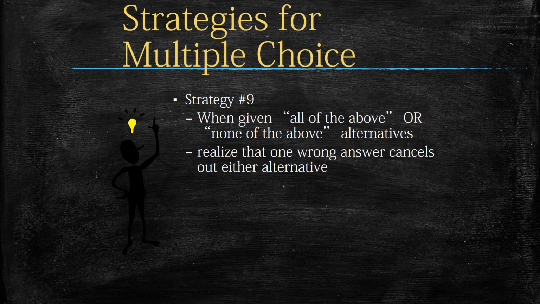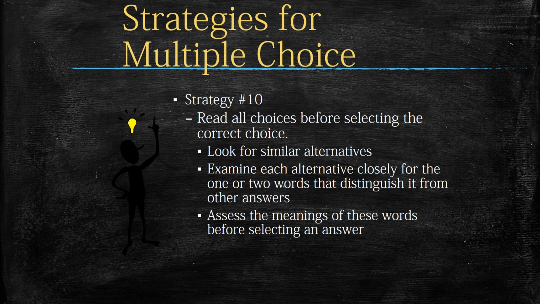Strategy 9, when given all of the above or none of the above alternatives, realize that one answer cancels out either alternative. So if in a none of the above, meaning none of the above are true, or none of the above answer the question, you have to look to see if any of the answers are true or false. Realizing that just one wrong answer cancels out either alternative.